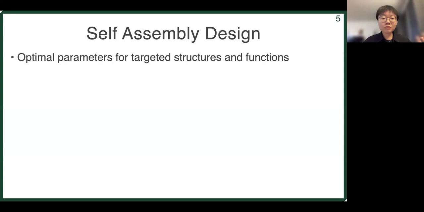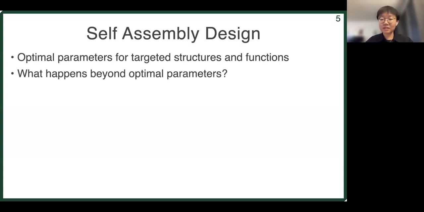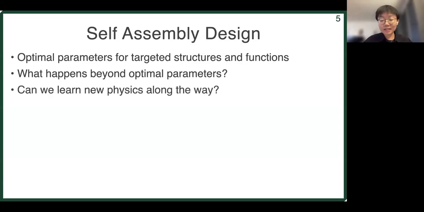So I want to think about what happens beyond the optimal parameters. Is there actually just one optimal set of parameters, or is there a set of them, or some kind of landscape of optimal parameters? And can we learn new physics along the way? These are the questions I want to ask myself and ask you when we're thinking about designing something.